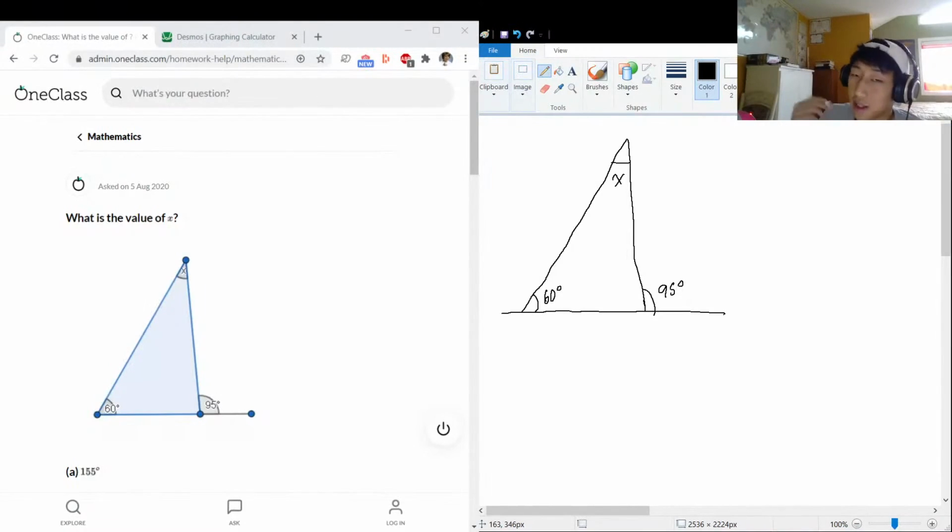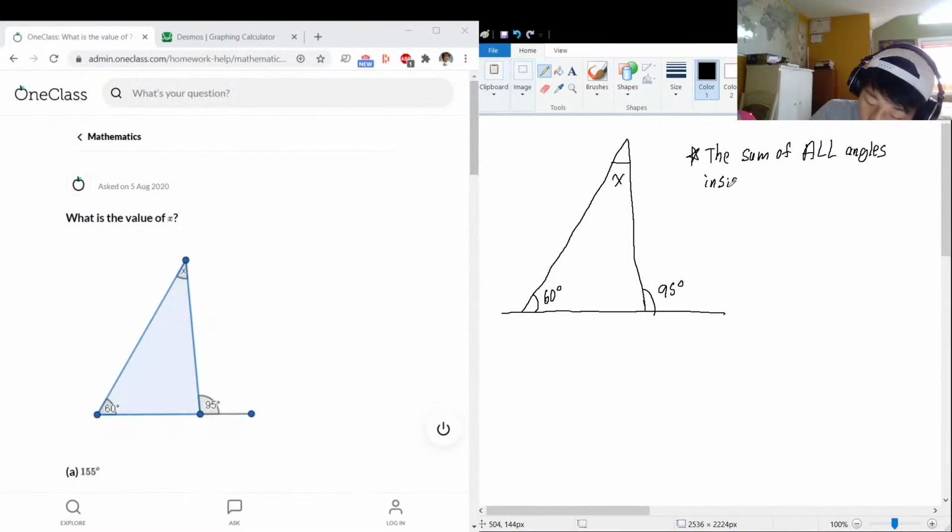Okay, so what is some base knowledge about angles and triangles that we have to know? This is an extremely important rule. The sum of all angles inside a triangle is 180 degrees. Awesome.